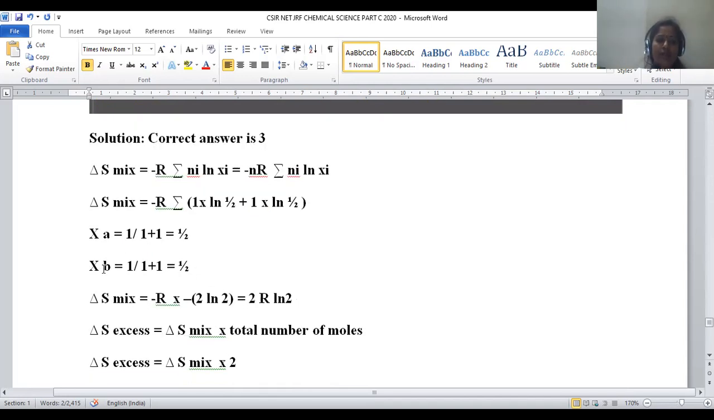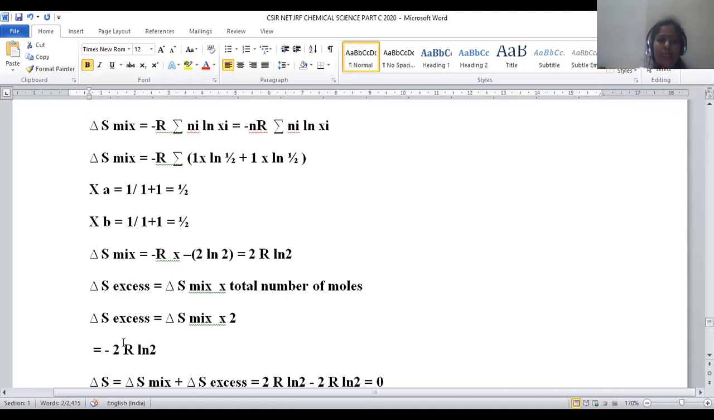Then XB is calculated in the same manner: number of moles of B by total number of moles, which is A moles plus B moles. A moles is 1, B moles is also 1, so it will become 1 by 2. So XA is equal to 1 by 2, and that's why we substituted here. XB is also equal to 1 by 2, and that's why here also we substituted 1 by 2. So this is the formula.